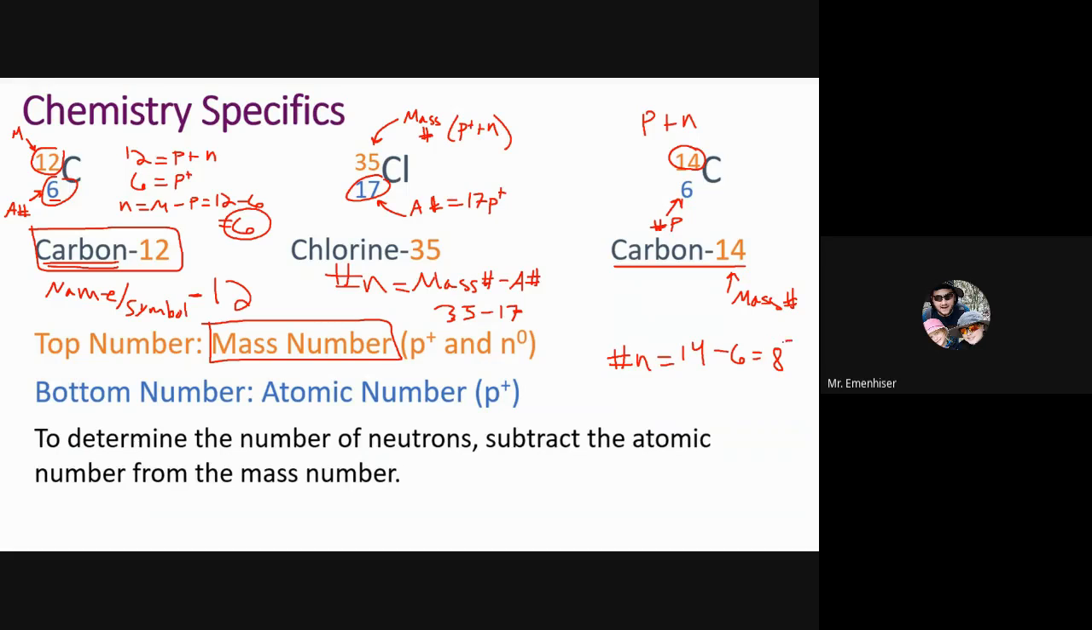So both of them are carbon because they have 6 protons. Any atom with 6 protons is going to be carbon, because that's the way it's set up on the periodic table. And then the mass would be 14. It would have 8 neutrons.